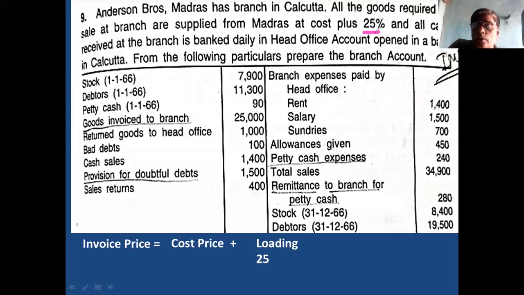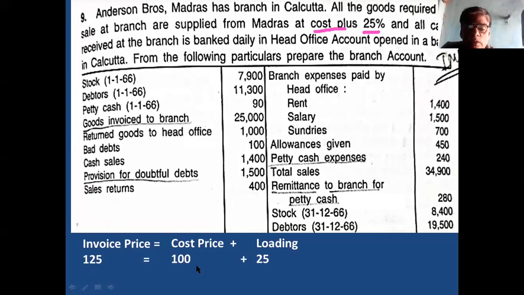If this 25% is relating to selling price or invoice price, you write 100 below the invoice price. If this 25% is relating to cost, then you write 100 below the cost. So this 25% is relating to cost. Below the cost, you write 100. After writing 100, the total is 125.